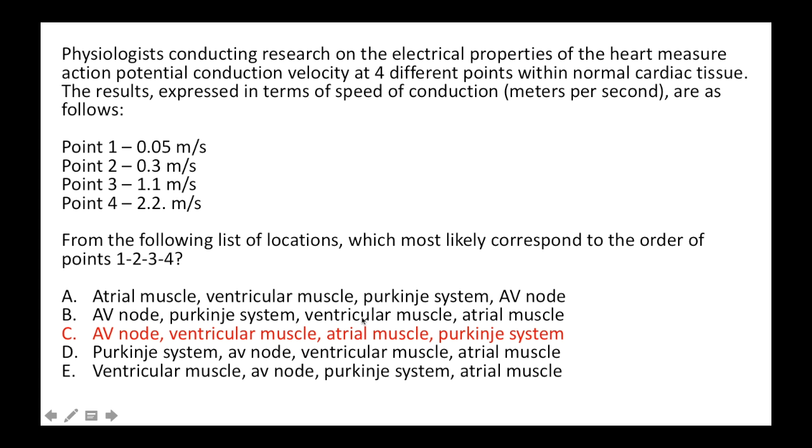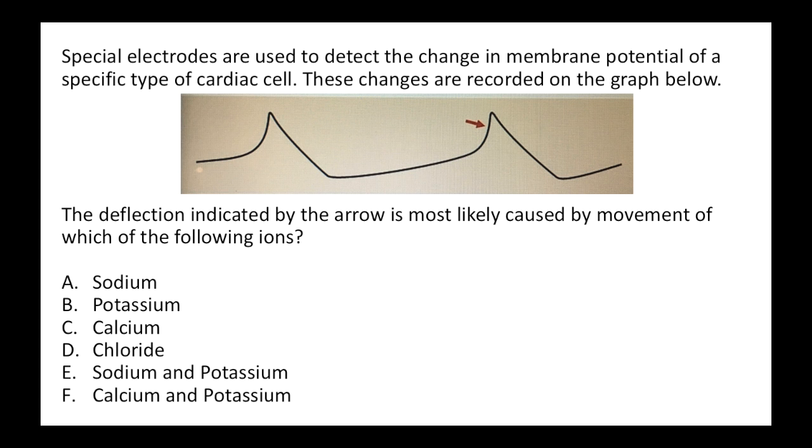Any questions about this question? Nope. Okay. And our last question. Special electrodes are used to detect the change in membrane potential of a specific type of cardiac cell. These changes are recorded on the graph below. The deflection indicated by the arrow is most likely caused by movement of which of the following ions?